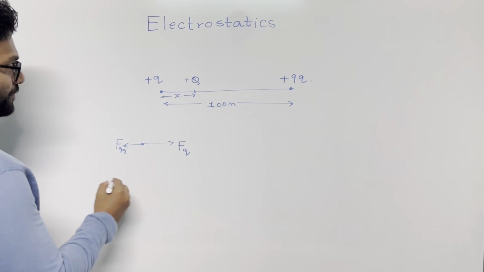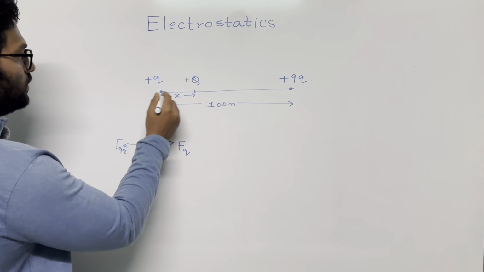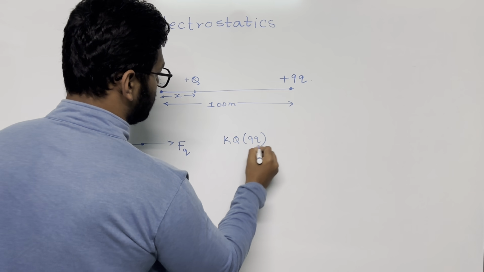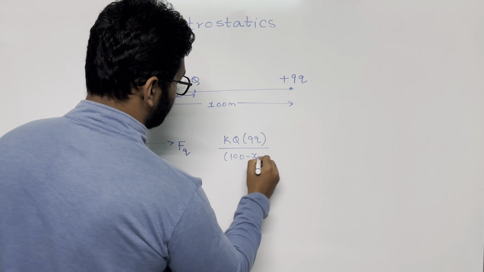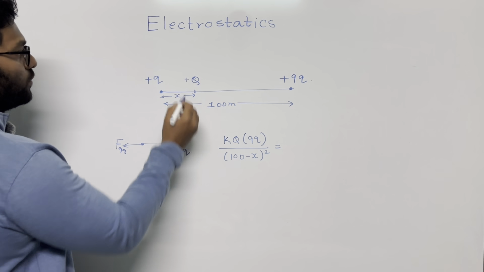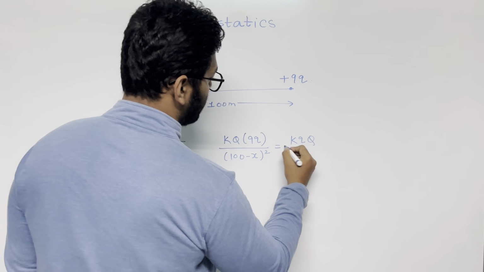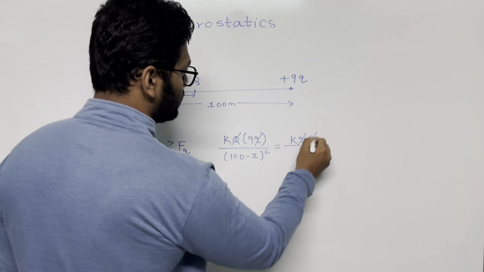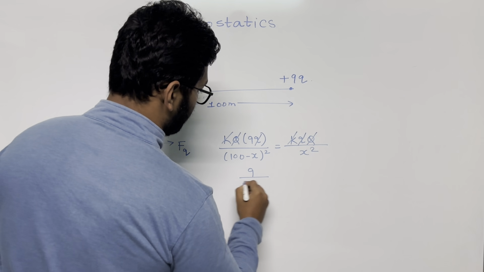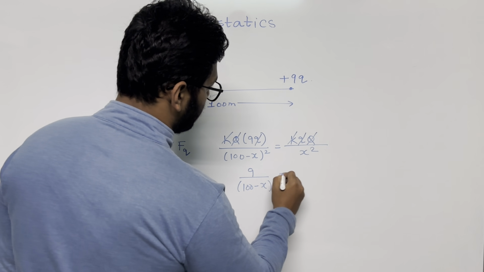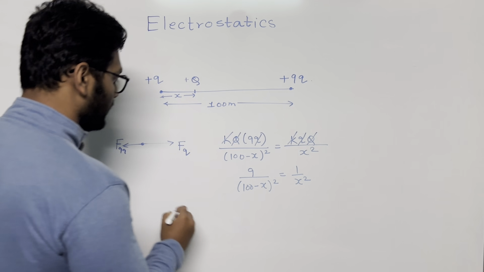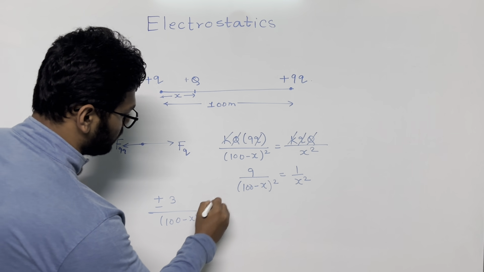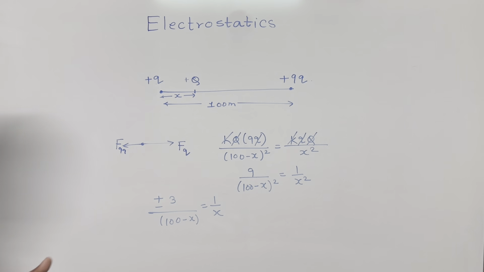Then we will see what value of q makes the net force on these charges 0. Now force due to 9q on capital Q is k q into 9q upon (100 minus x) whole square, and force due to small q on Q is k q Q upon x square. So we can cancel the q's and k. So 9 upon (100 minus x) whole square is equal to 1 upon x square. If I take a square root, it will be plus minus 3 upon (100 minus x) is equal to 1 upon x.